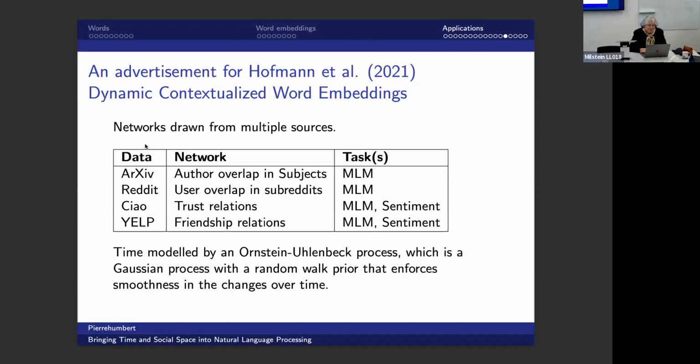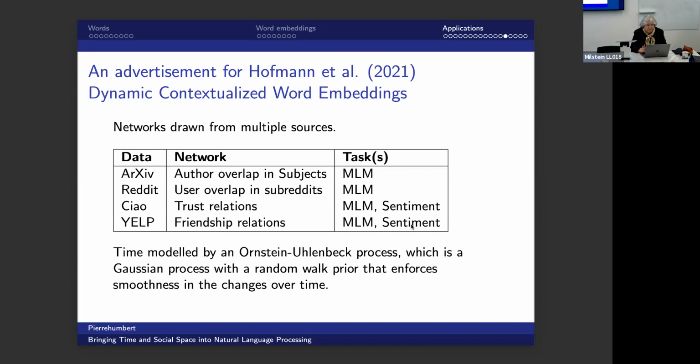We have networks from multiple sources. So arXiv, scientific abstracts, we define the network on the specific subfields using author overlap, Reddit user overlap again, Chow has explicit trust relations, Yelp has friendship relations. And now we're going to look at masked language modeling. And also for the last two, there's sentiment data available.